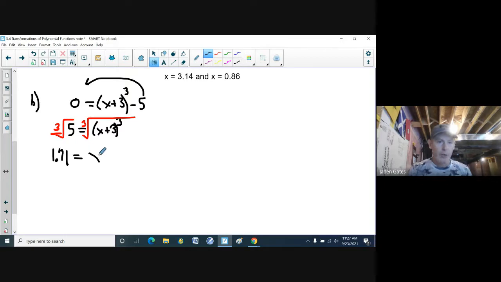Then we have an x plus 3 here, because that 3rd root took off that little 3. I'm going to move the positive 3 to the other side. So I'm going to have 1.71 here, and the 3 changes sign, minus 3. And now I'm only going to get one answer for my x-intercept. I'm going to get x is equal to whatever 1.71 is, minus 3, subtract, 1.29.